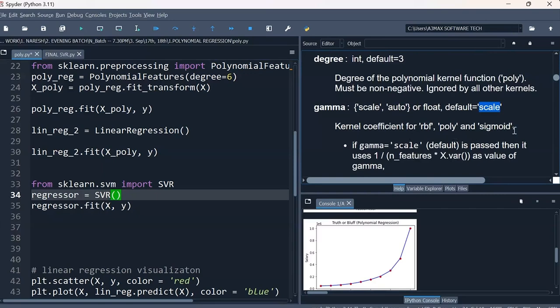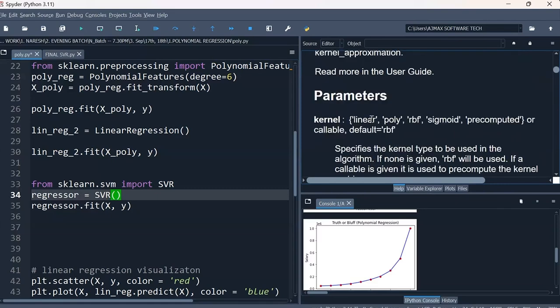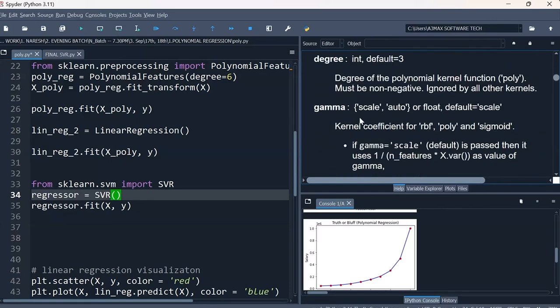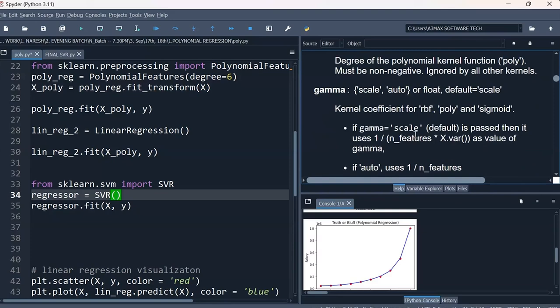Let me tell you, y equals 3x1 plus 5x2. 3 is the coefficient of x1, and 5 is the coefficient of x2. In the same way, the gamma value is the coefficient of the kernels, like linear kernel, polykernel, RBF kernel. Do you understand? Read what exactly it's saying: kernel coefficient for RBF, poly, sigmoid. RBF is a kernel or not? So this gamma value is the coefficient of these kernels.